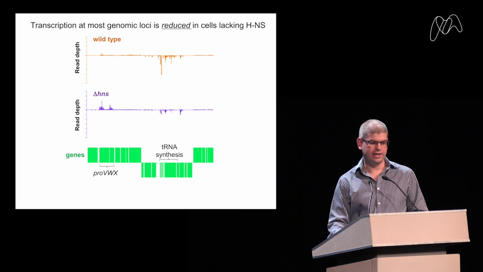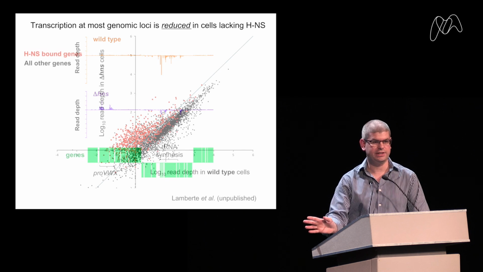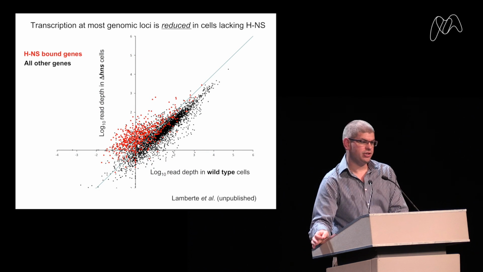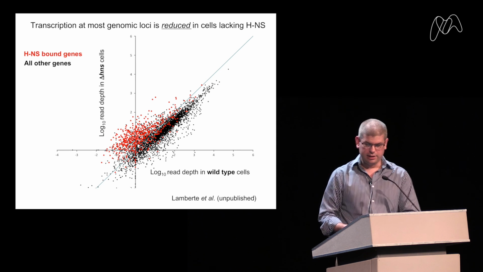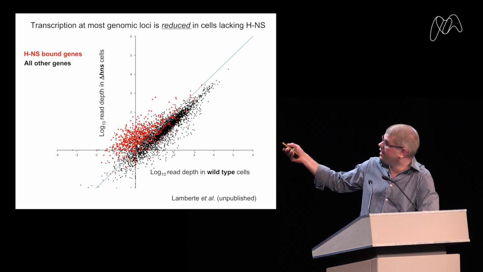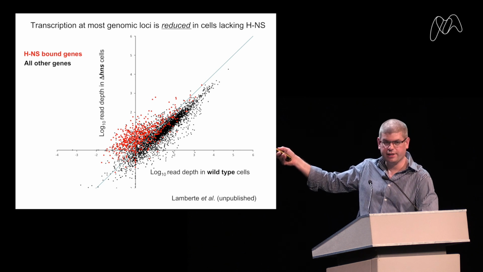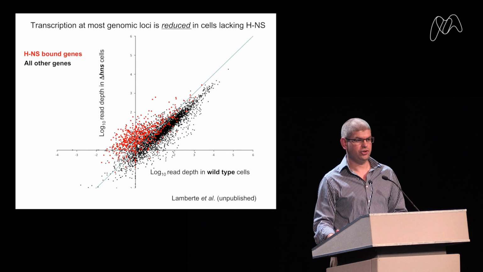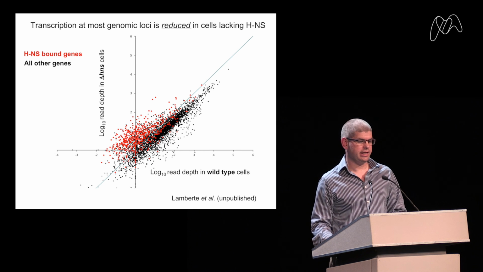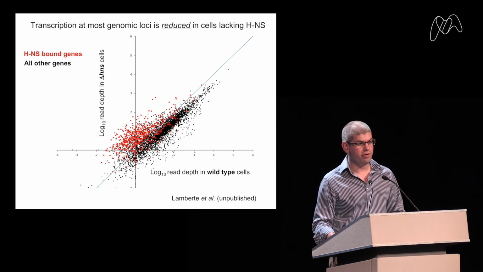So here's the data for the whole chromosome. Each one of these data points represents a gene somewhere on the E. coli chromosome. The AT-rich HNS-bound genes are shown in red. All of the other genes are shown in black. And the pale blue line that you can see here represents where each of these data points should fall if there's no change in transcription between wild-type cells and cells lacking HNS. And what you can see is that actually very few data points fall on this line.